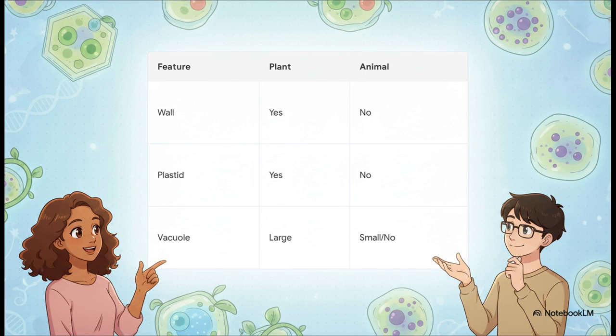You just need to memorize these three crucial features: cell wall, present in plants, absent in animals; plastids, present in plants for food and color, generally absent in animals; vacuoles, large and prominent in plants, small or absent in animals. Seriously, if you have this information memorized, you just secured some incredibly easy points on your exam.